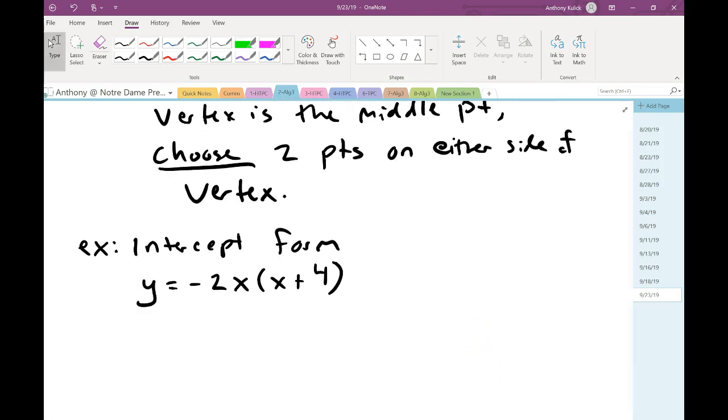So let's look at this example. Now I've said this is an intercept form. Does this look funny to you guys? Why does it look funny if I'm saying this is an intercept form? It feels like there should be 2 sets of parentheses and you only see 1, right?